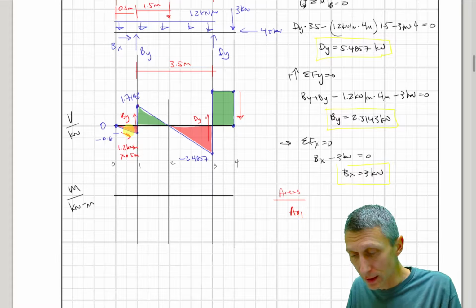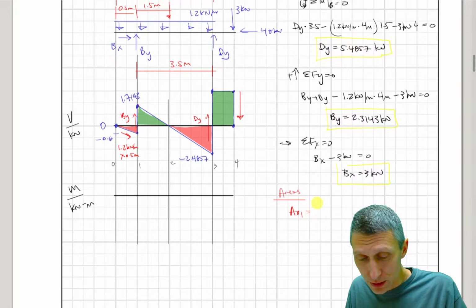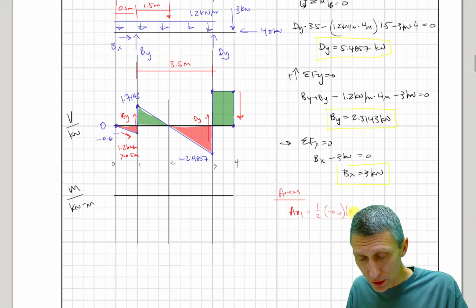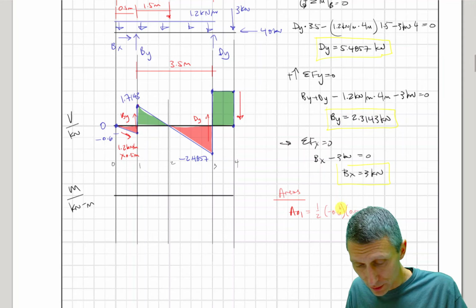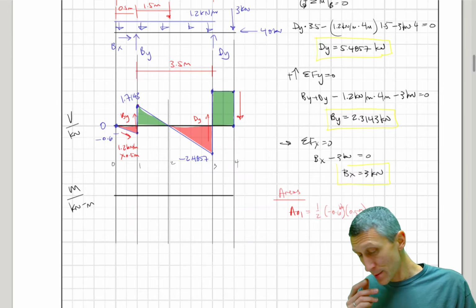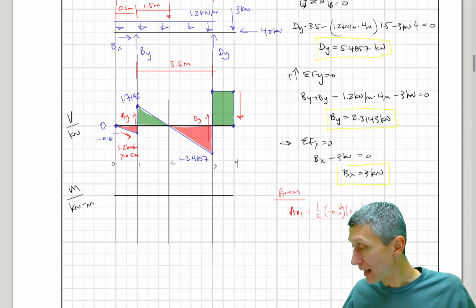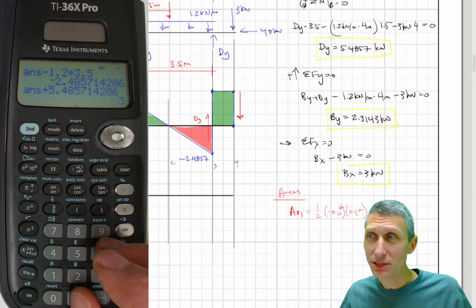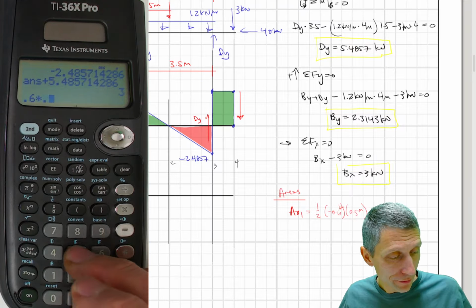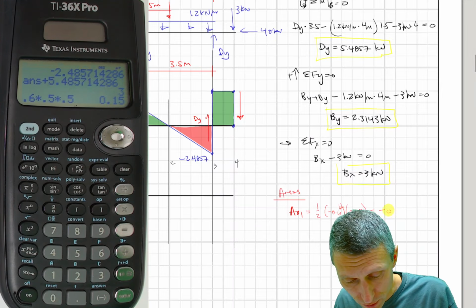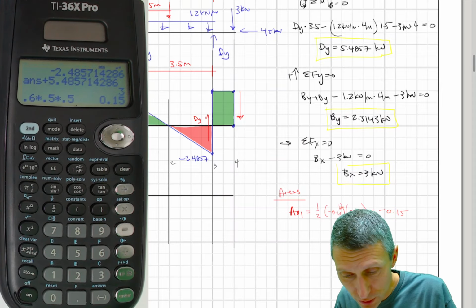This area in here, since it's a triangle, is minus 1/2 times minus 0.6, because that's the height, and then the distance we know is 0.5. The height is in kilonewtons and the distance is in meters, so we get kilonewton meters. So 0.6 times 0.5 times another 0.5 is going to be minus 0.15.